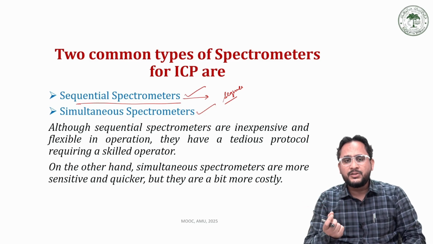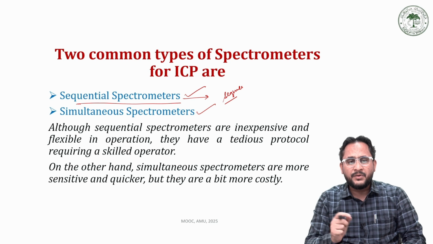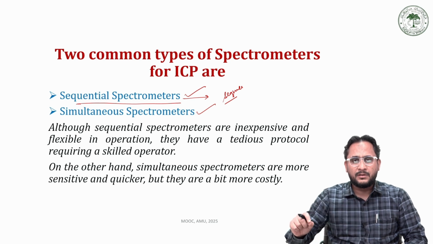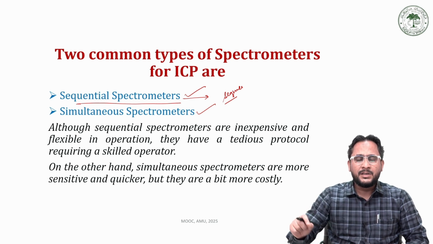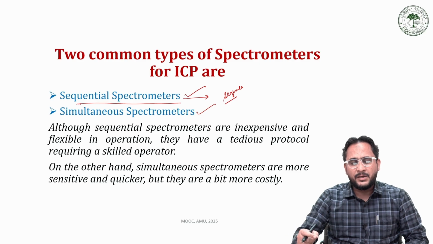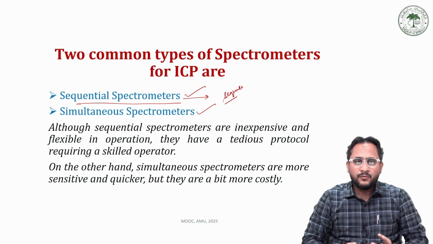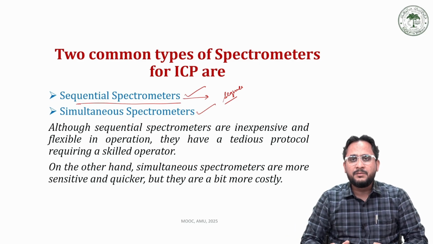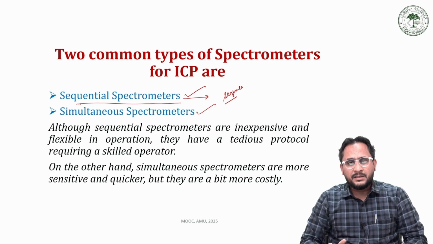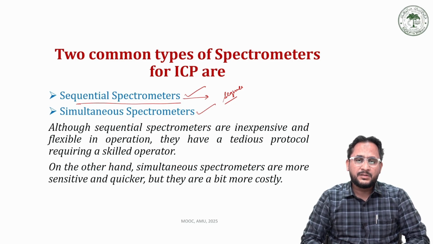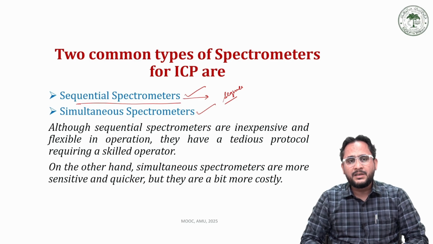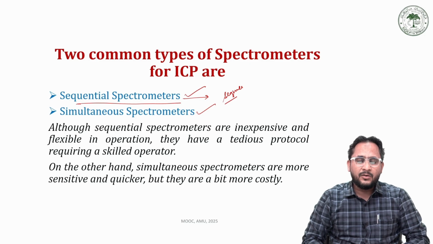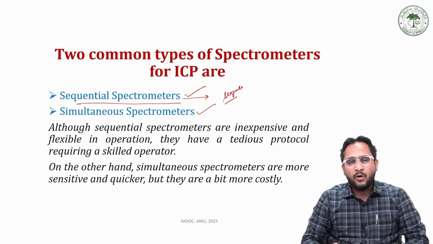Then we change the sample and go for another light radiation to identify another element. So this means that we can identify different elements. For example, if we have multiple elements present in a system or in a matrix, we have to do the analysis repeatedly, and only then can we identify or determine all these elements.